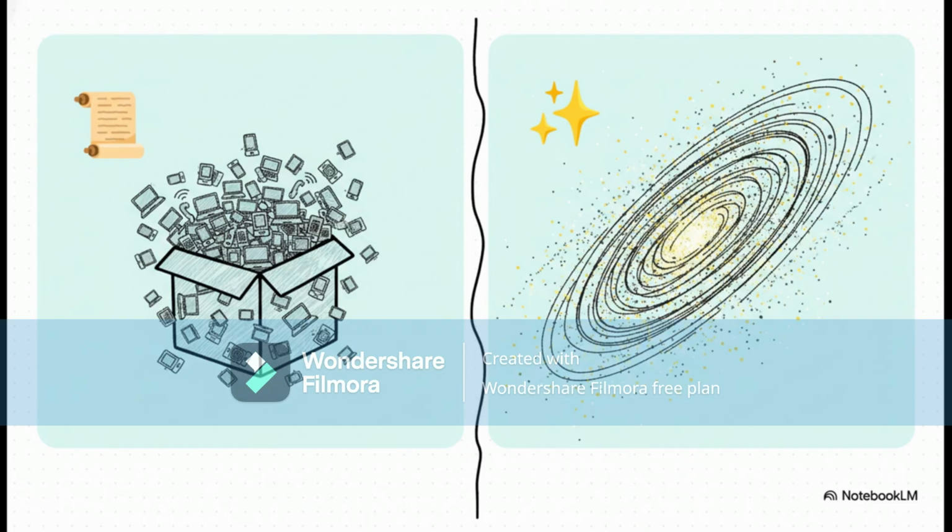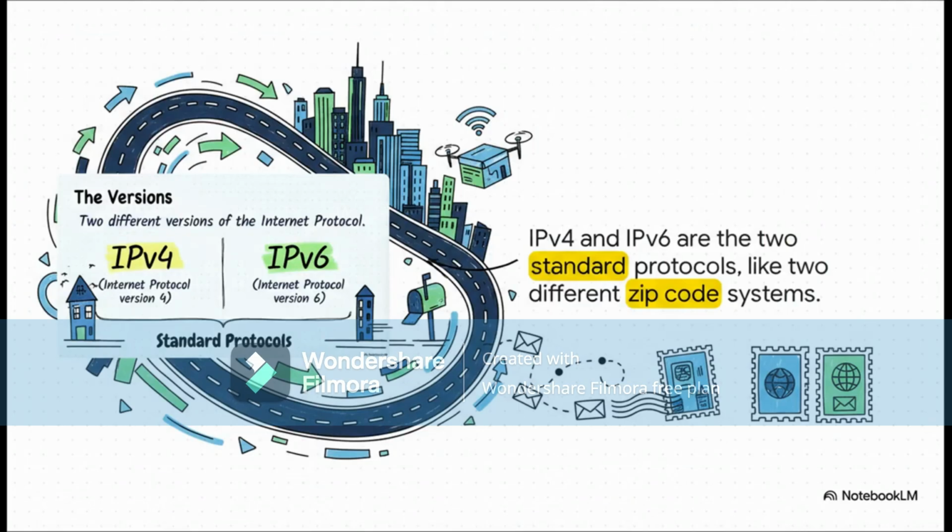This one allows for an almost infinite number of new addresses. How many, you ask? Enough to give an IP address to every single grain of sand on Earth, and still have trillions left over. It's wild. A good way to think about it is that IPv4 and IPv6 are like two different zip code systems.